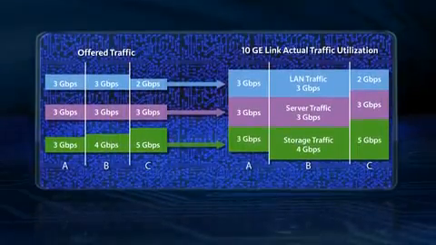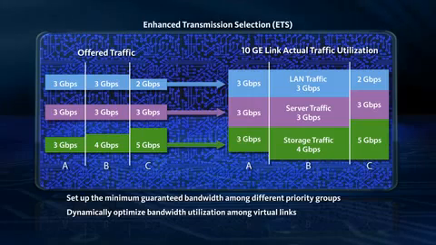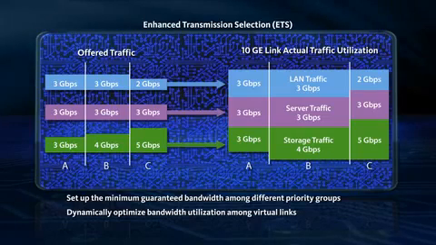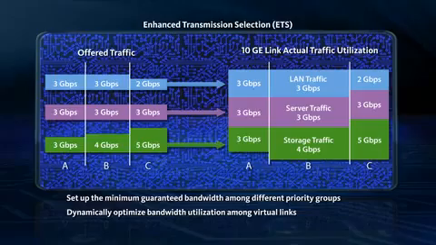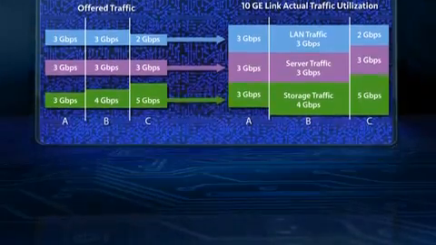Enhanced Transmission Selection Protocol, or ETS, guarantees bandwidth for each priority group when there is congestion of a data link. ETS guarantees minimum bandwidth to critical traffic, such as FCoE, and fully optimized latency performance.